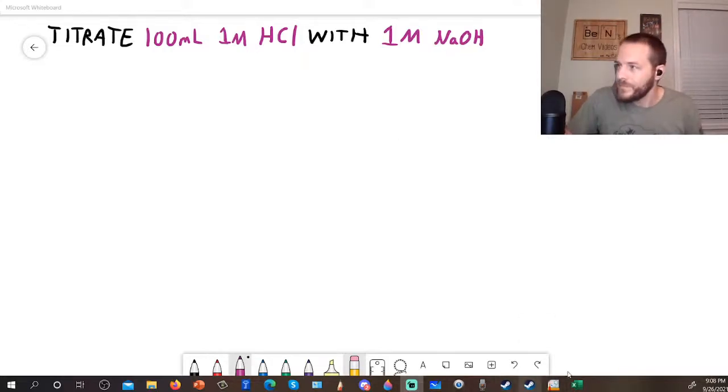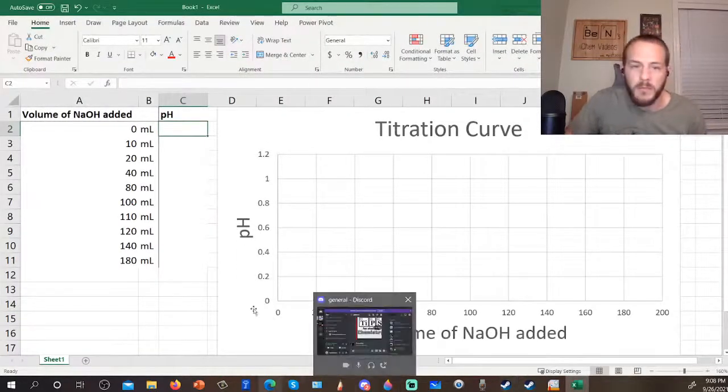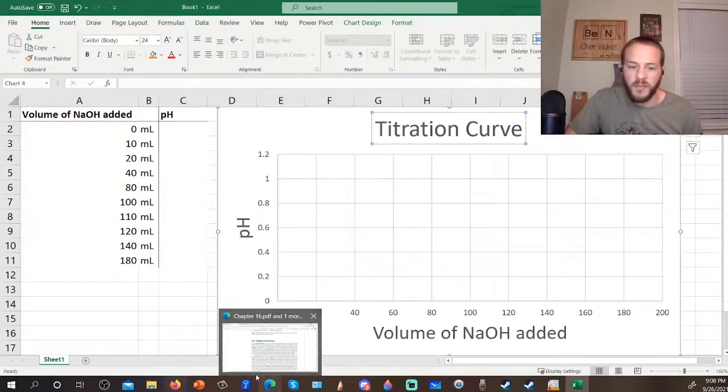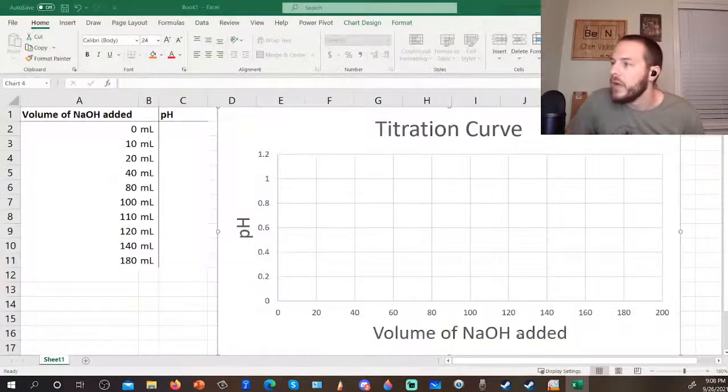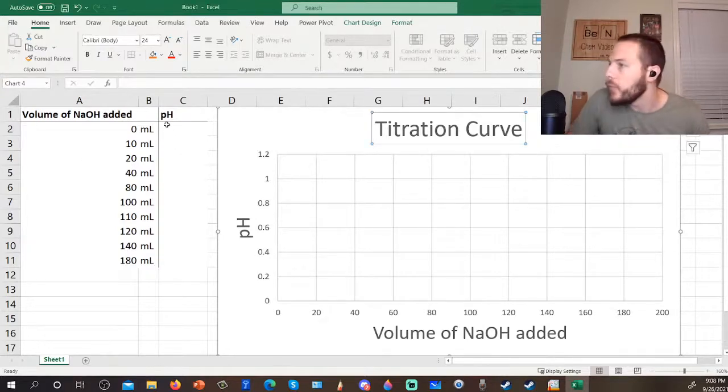And what I've chosen to do in this presentation is to plot our values using Microsoft Excel. So I've set up this graph here. This is called a titration curve. It's going to show us the volume of sodium hydroxide that we've added on the x-axis, and then on the y-axis, that's going to have the pH. So we're going to use the knowledge that we have about acids and bases in order to calculate the pH at several points along the way of this titration. We're going to plot our points on this graph here, and we're going to see what the overall shape of the titration curve looks like.